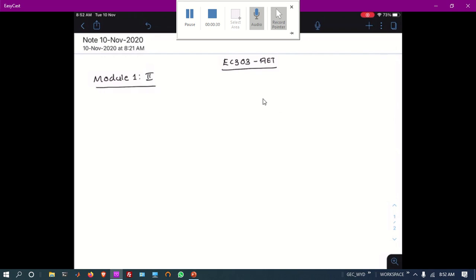What we are going to cover in module number 1 is the magnetostatics boundary condition. And we'll also look at, from module number 2, the Maxwell's equations.